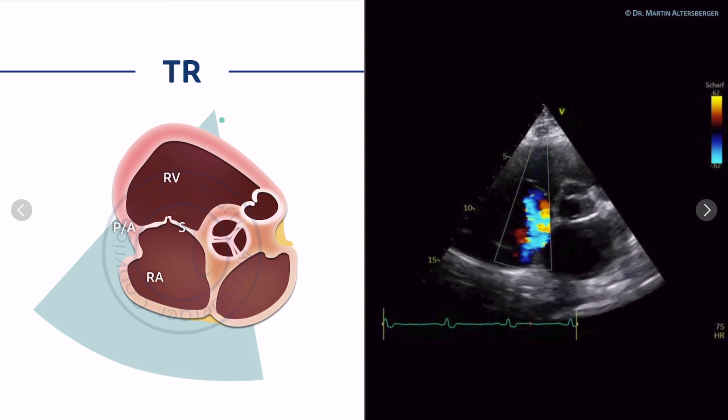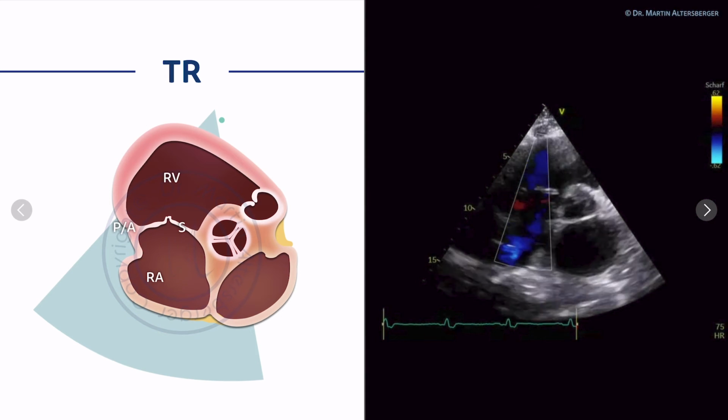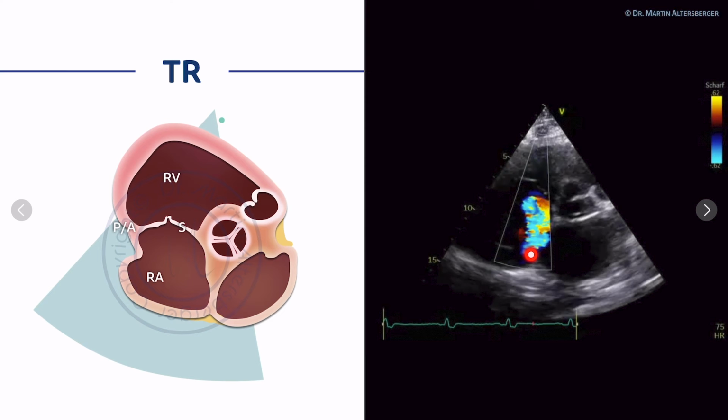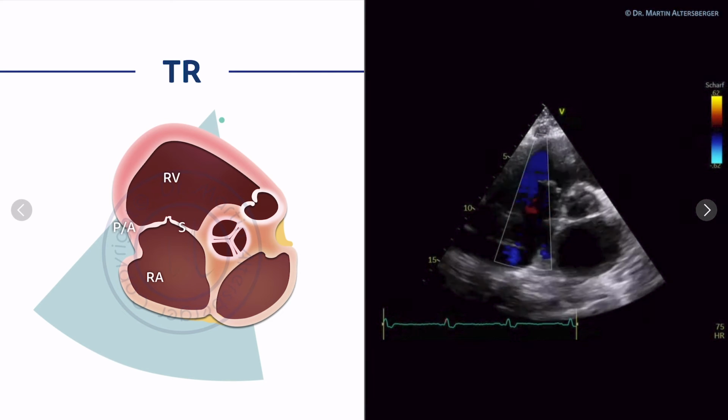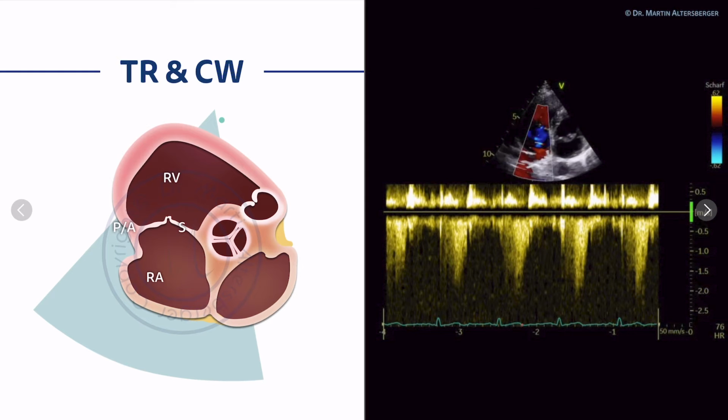Moving on to the tricuspid valve, we already mentioned that you can use color Doppler to display the tricuspid valve and tricuspid regurgitation, as in this case. You can use continuous wave Doppler.